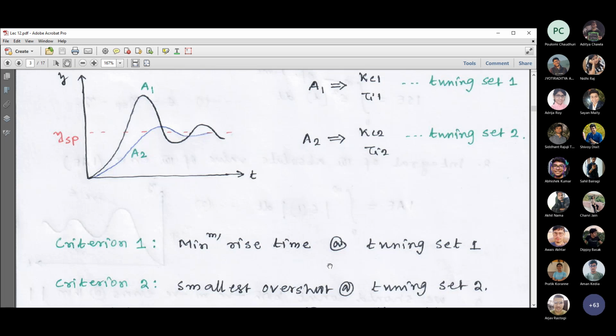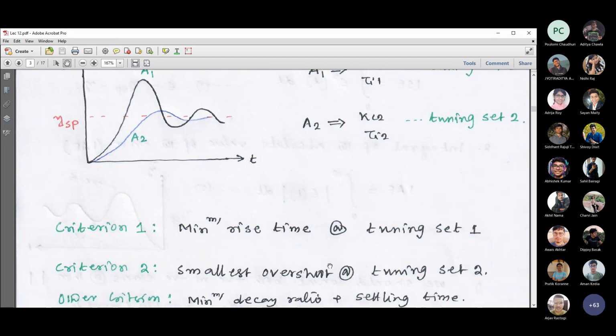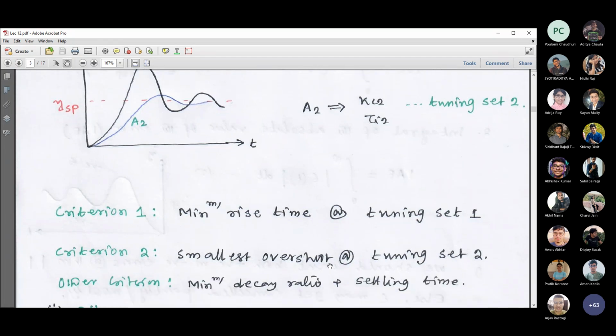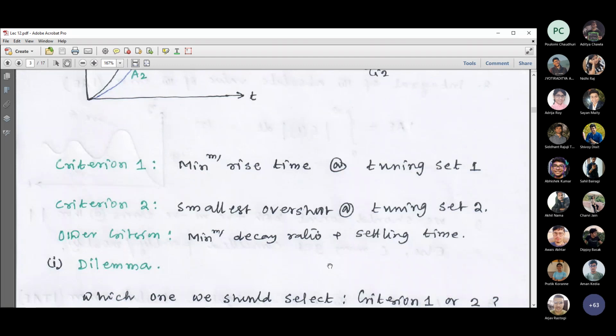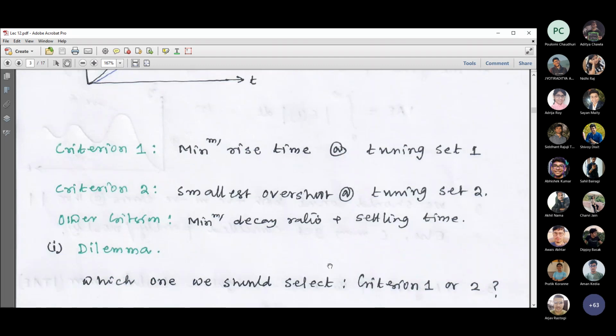Now question is, here we have considered only two cases, minimum rise time and smallest overshoot, but there are few other cases also, like we may have minimum decay ratio, we may have minimum settling time. Now we are in dilemma. Which one we should select? Let us consider only two cases, tuning set 1 and tuning set 2. Which one we should select, criteria 1 or criteria 2?